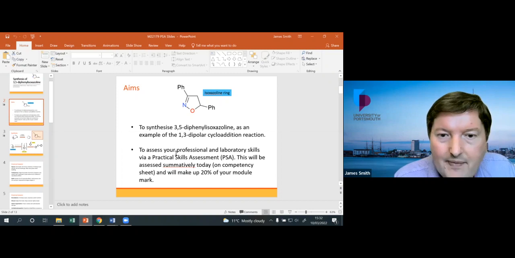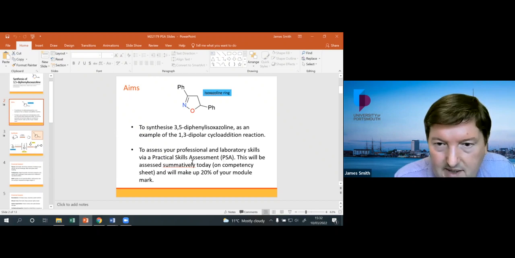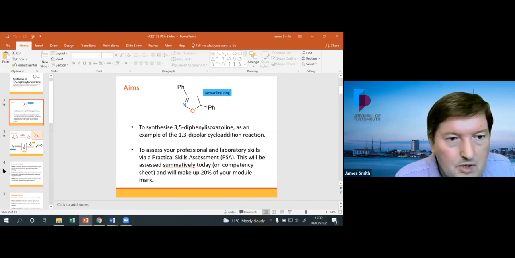And the whole aim of this is to assess your professional and laboratory skills via this PSA. So this will be assessed summatively today on the competency sheet, what we just saw a few minutes ago. And this will make up 20% of your module mark.